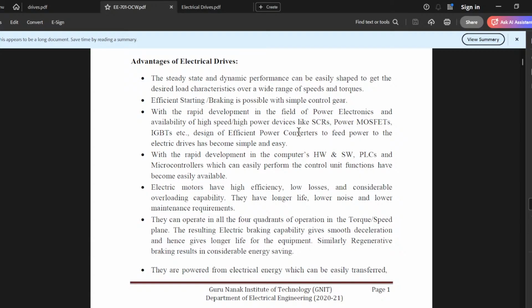So keep in mind, we are still not discussing whether AC is good or DC, whether Tesla is good or Edison is good. We are just starting with the basic concept. We are getting to know the drive, the machine. Then we'll go deep into that.